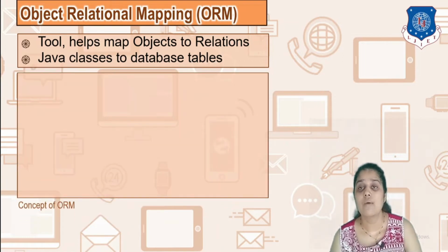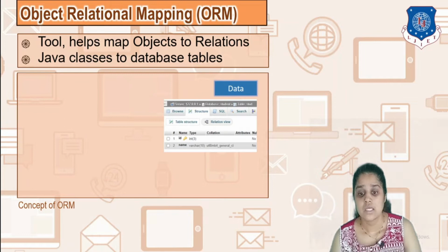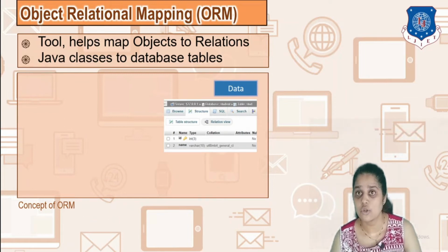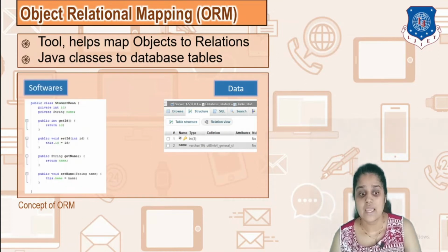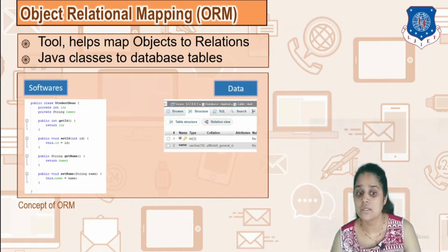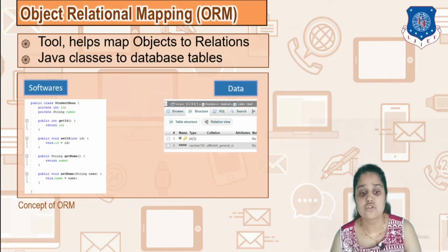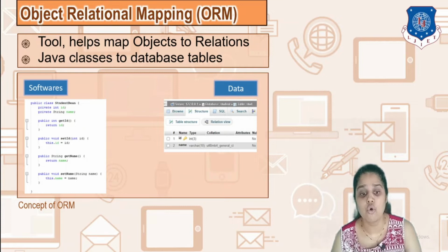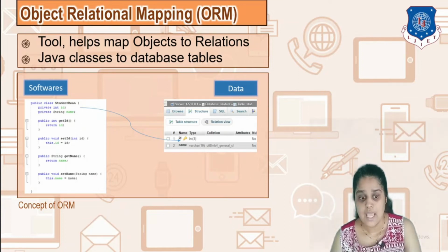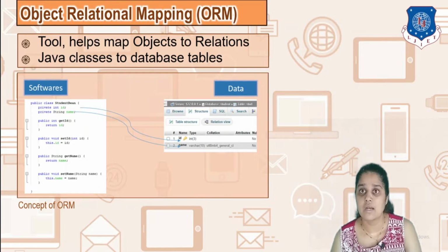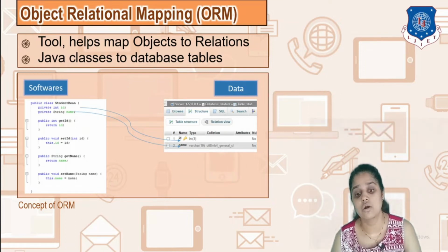Let us see how things are actually taking place. This is your simple tabular structure where you have ID and name. Second is your software. Your software has ID and name. Whatever you are storing in your software, ID and name, that is in your code, is going to go to the table. So the ID from your Student bean class will move into ID in your table, and the name in your software is going to move to name in your database.